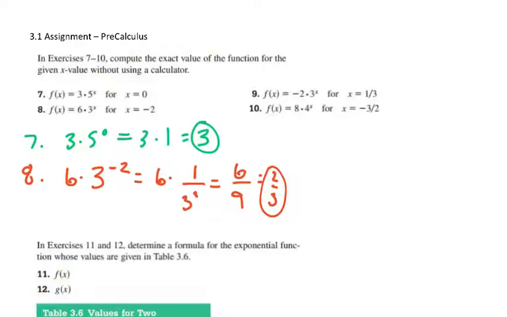Alright. In number 9, we're looking at negative 2 times 3 to the 1/3. So remember that the 3 in the denominator does mean that we have a root of 3. So it actually means that we're going to do negative 2 times the 3rd root of 3, which, as much as you want that to be 1, is not actually 1, so that's the answer. It's really big, sorry.